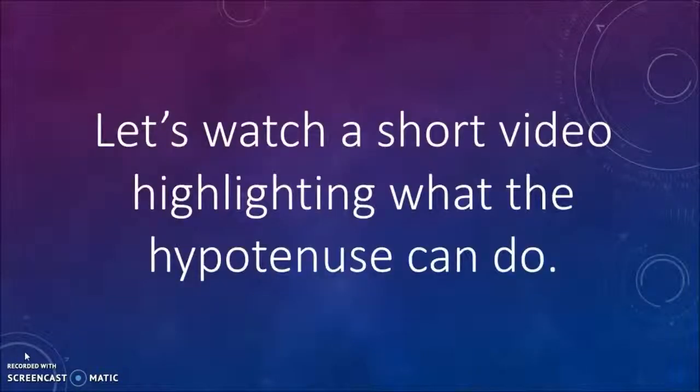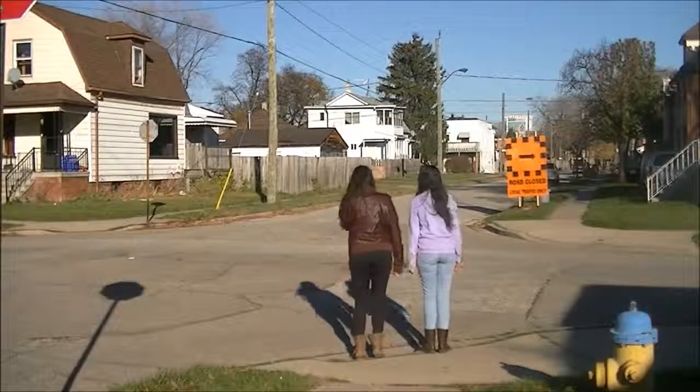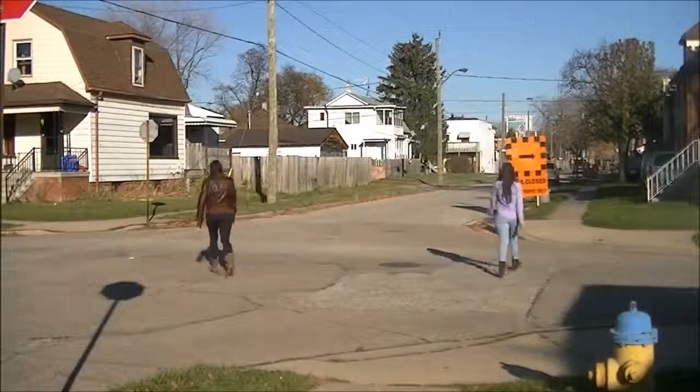Let's watch a short video highlighting what the hypotenuse can do. On the left, we have Chantal. Chantal is going to represent the hypotenuse in this situation. On the right, we have Jasmine. Both girls are going to cross the street and make it to the stop sign. Let's see who makes it there first. Both girls will check to make sure it's safe before crossing the street and head in their own separate directions.